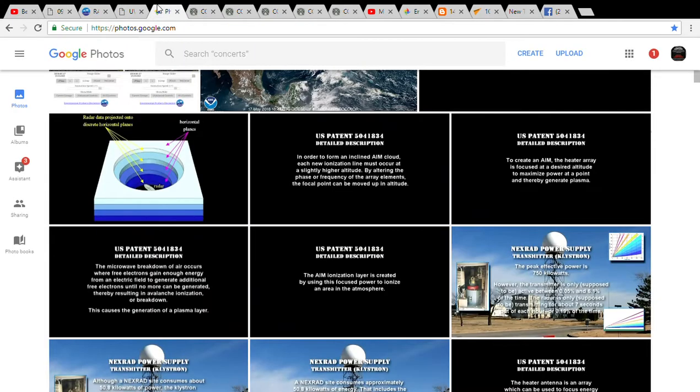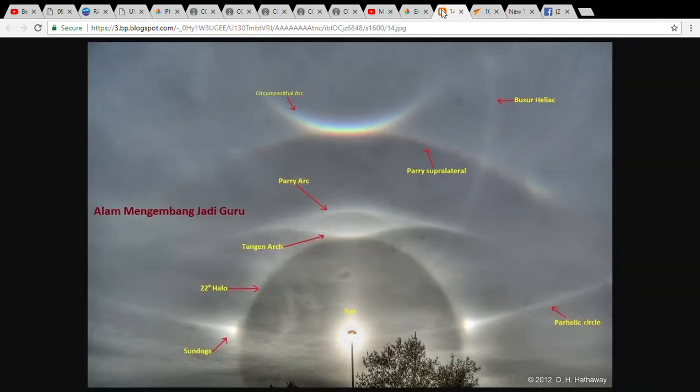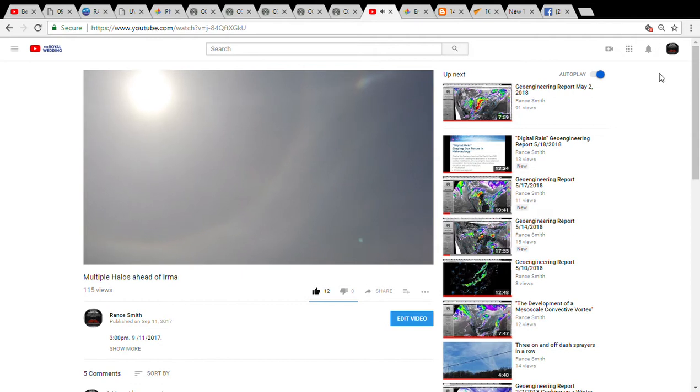And I wanted to get to that. Where are we at here? Oh, when people see halos in the sky, right? Like here's one that I caught September 11th, 2017, out in front of Hurricane Irma. Planes started early, ahead of Tropical Storm Irma. Now you can see these multiple halos, the sky completely hazed out.